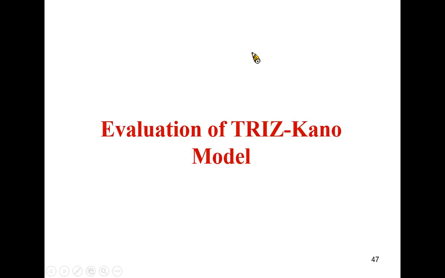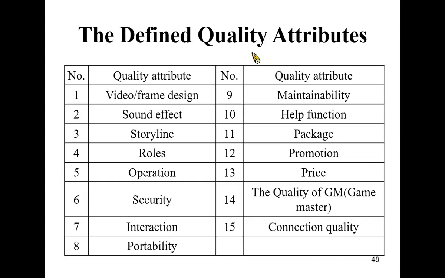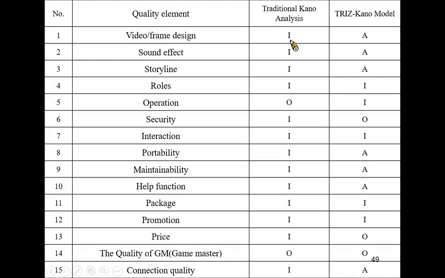Actually, we have 15 quality elements, and this is before, this is after. So we can see that after introducing the TRIZ Kano model, we can create some new quality attributes that are considered attractive.